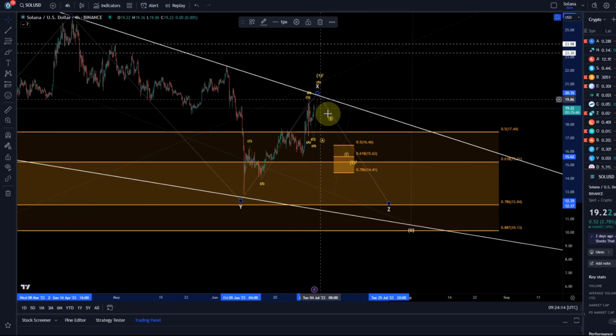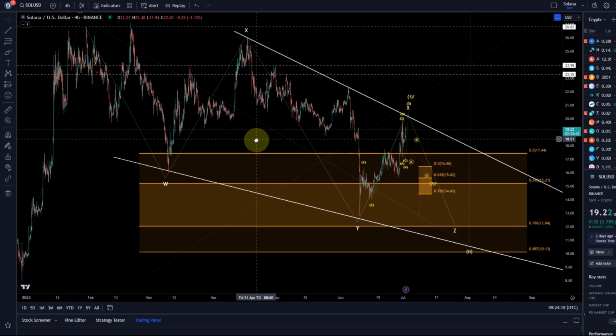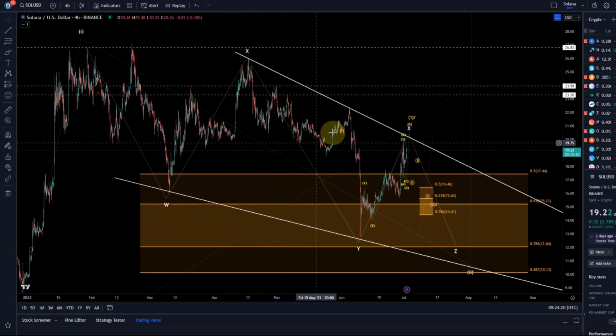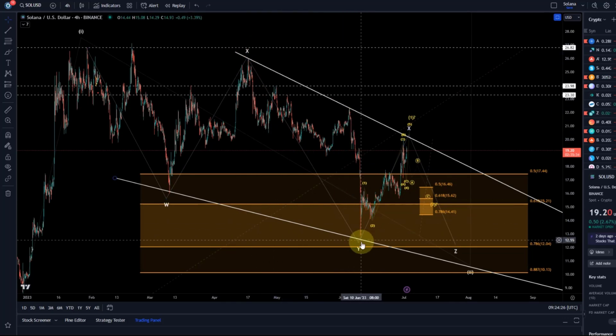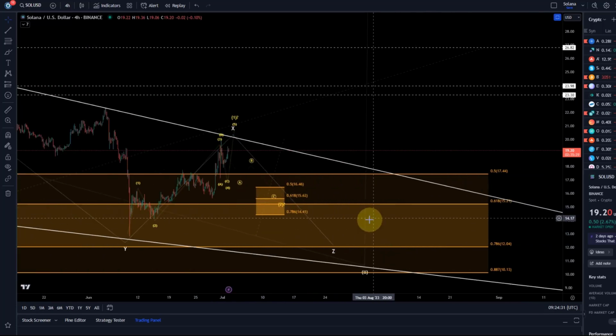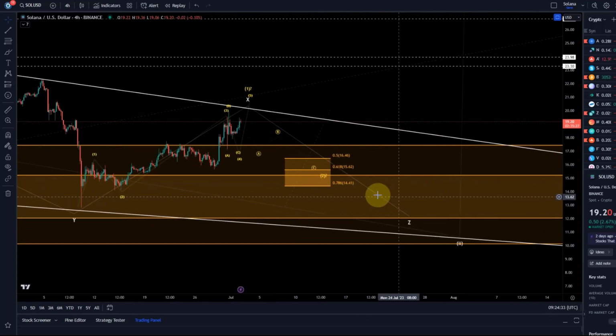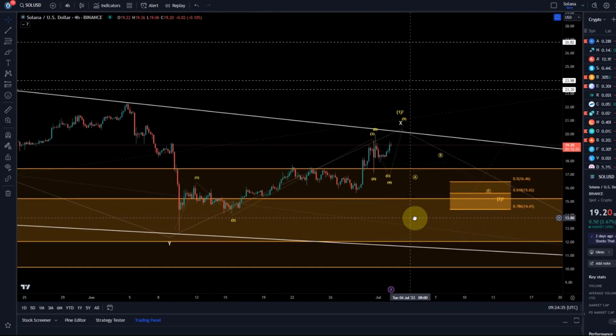And the move down would then be an ABC corrective structure, like this one was as well, possibly an ABC or even a WXY in this Y wave itself. So a corrective structure within a correction. Now let's zoom in and take a look at the short-term bullish scenario.